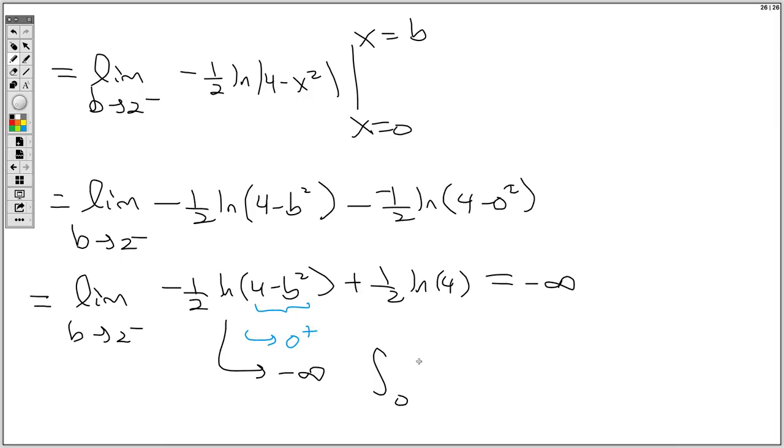So I'm going to get negative infinity. Oops, negative infinity times negative is actually positive infinity. So that means that this integral diverges. Okay?